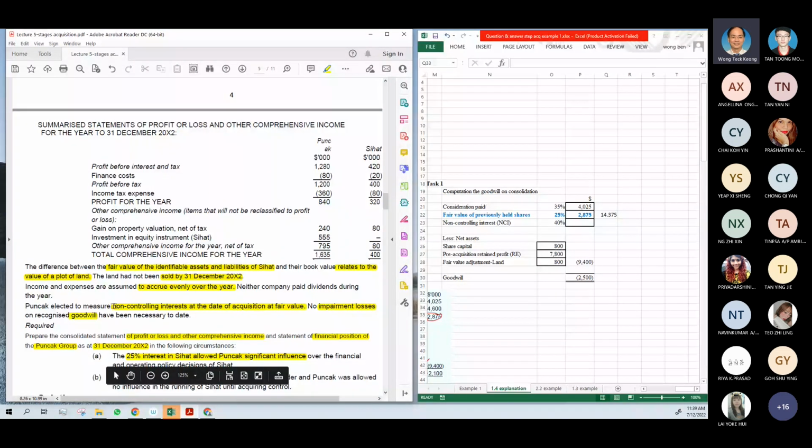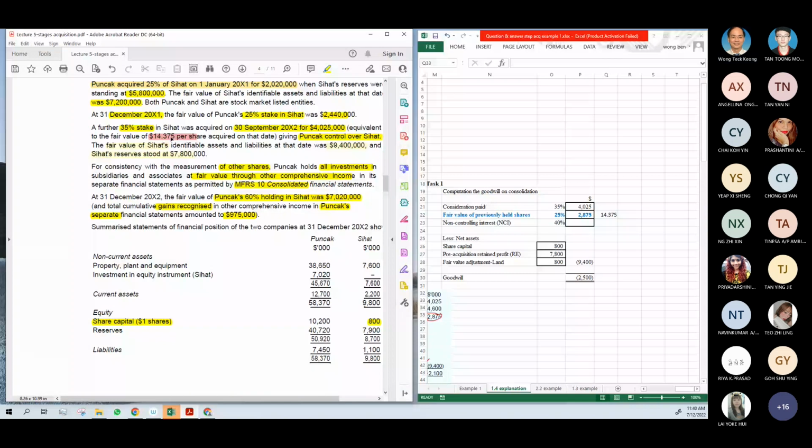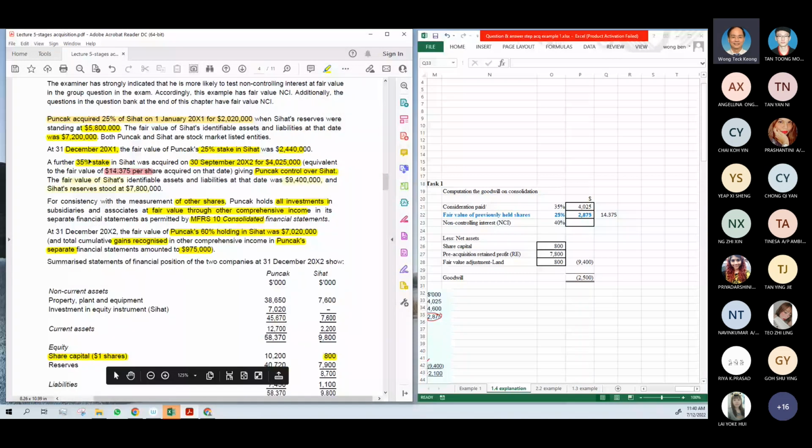So what is the price at the date of acquisition? They just told us here, 14,375, highlighted in red. A further 40% of the shares was acquired in September, at 13,375. So we have 800,000 shares in Sehat, and NCI shares 40% at 14,375. We got 4.6 million. So we have goodwill of 2,100. Okay, up to here, any question? Goodwill.